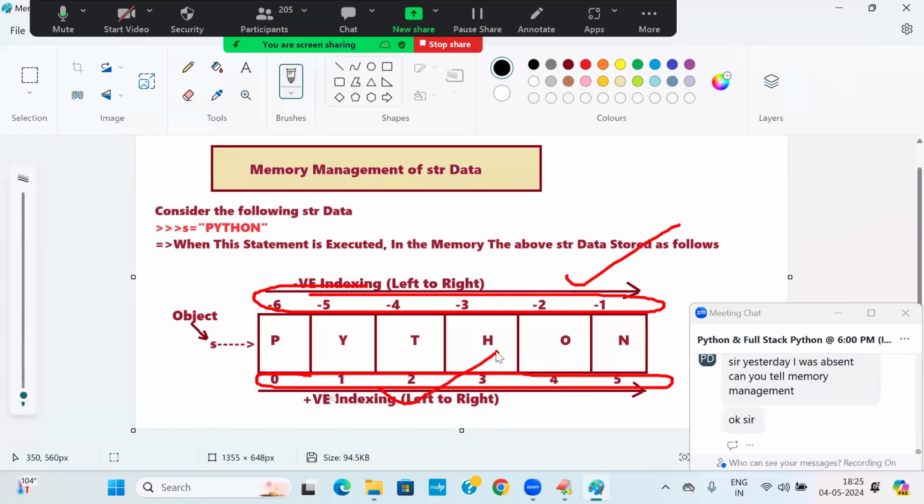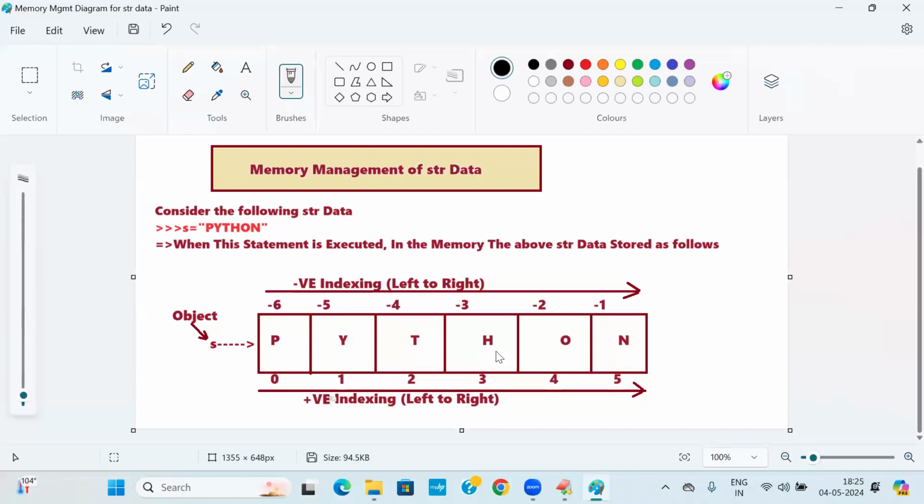What is this indexing called? Positive indexing. Good. Positive indexing starts from where? 0 to n minus 1. Positive indexing starts from left to right, from which value? 0 to n minus 1. What is that n? The number of characters. Python has 6 characters. What is the last value? n minus 1, that is 6 minus 1, which is 5.